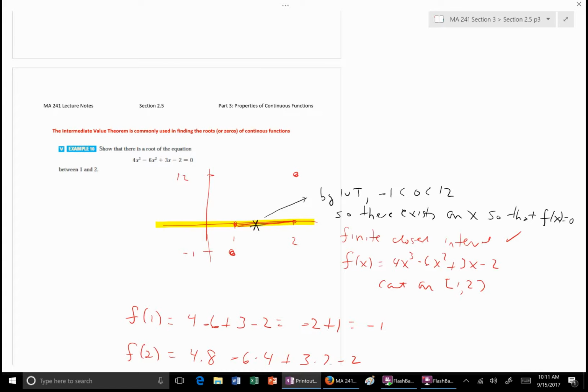I'm putting in 1 and 2 because I want to show that this is negative here and this is positive here, and the function has to cross 0. As long as there's a sign difference on both sides, I know that it's going to have to cross 0.